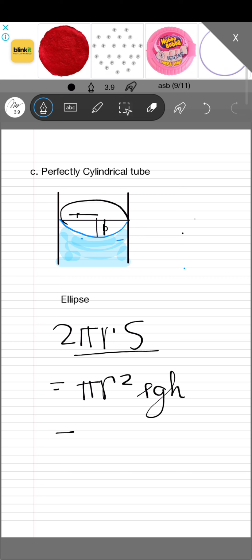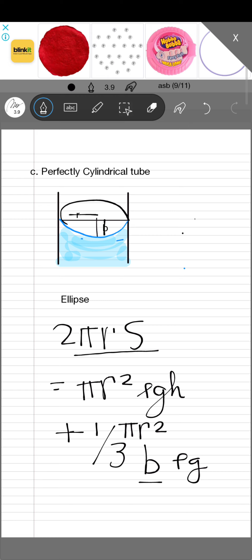plus 1/3 pi r square, considering the cylindrical shape of the tube, into B rho g. So in one case we are considering the height of the liquid, in another case we are considering the value B.